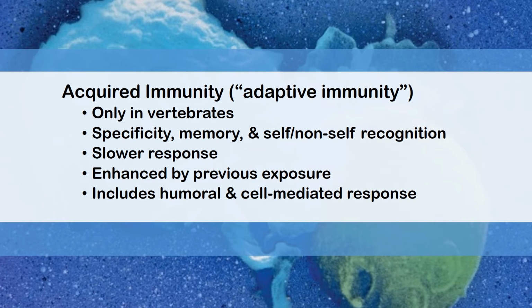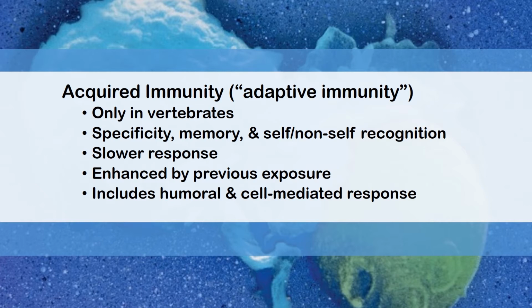However, for this very specific and highly efficient form of immunity, it ends up having a slower initial response to first exposure to a given pathogen. However, on second or third or multiple exposures to that pathogen, then the immune system gets geared up and can combat those pathogens much more quickly and efficiently.